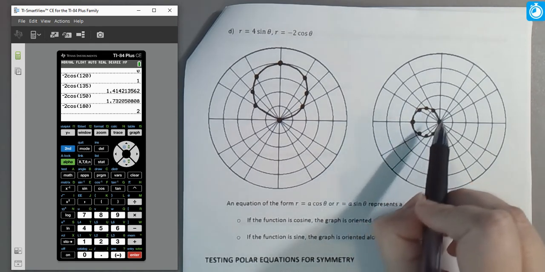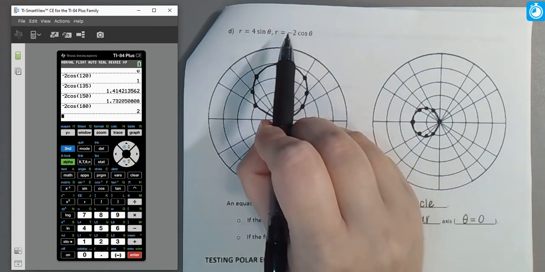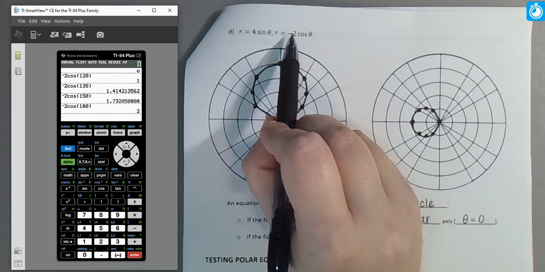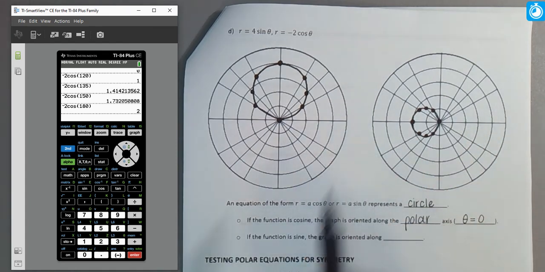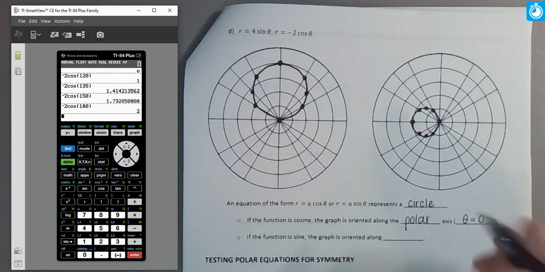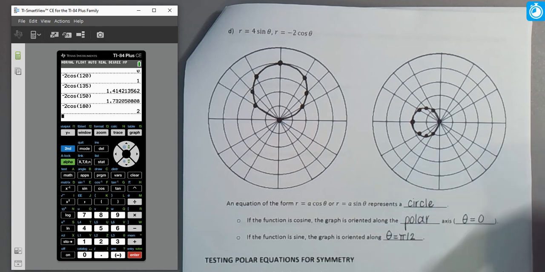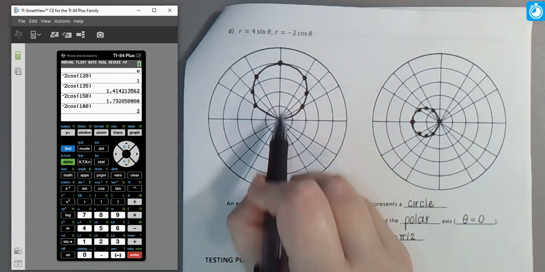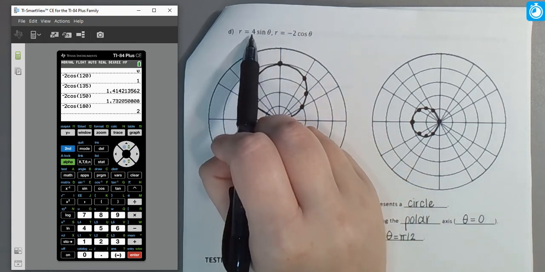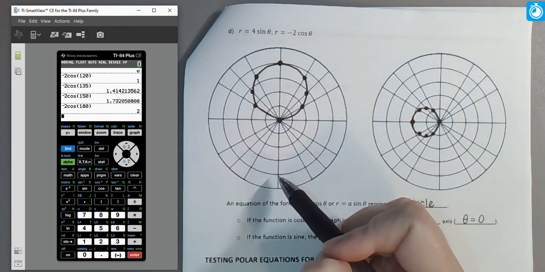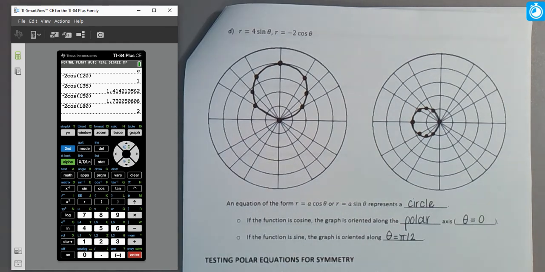Now in this case, this particular circle was on the opposite side of the polar axis. That's because our coefficient was negative. So if the coefficient is negative, it just graphs on the opposite side of that axis. Now if the function is sine, the graph is oriented along the line theta is equal to pi over 2, which is going to be this line right here. So the circle is oriented along that line. If we'd had a -4 instead, it would just be oriented along the opposite side, but again, we'd still have it emanating from the pole right there.